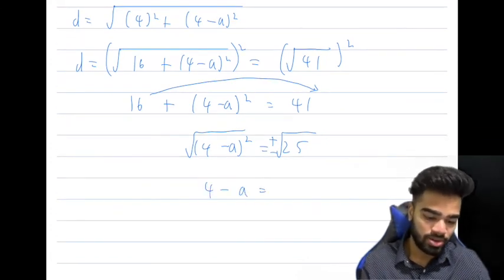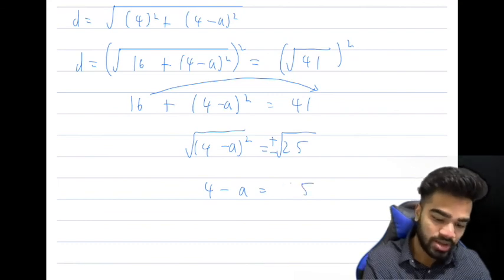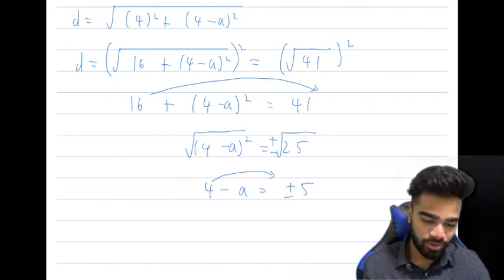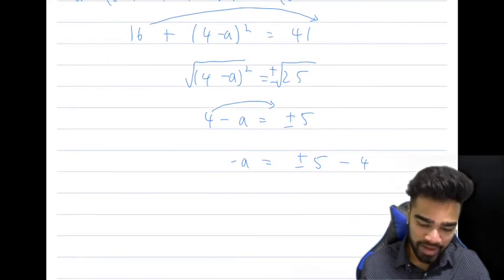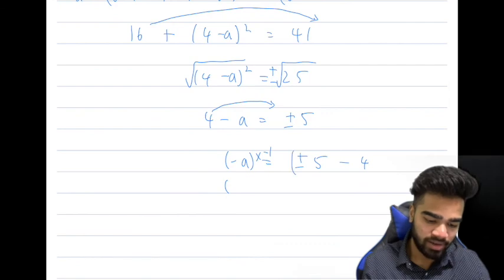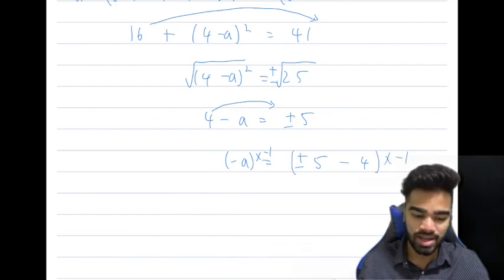So it's going to be 4 minus a is equal to, sorry, not 25. The square root of 25 is 5. So plus or minus 5. Now you take 4 to the other side by subtracting. So negative a is equal to plus or minus 5 minus 4. And then multiply both sides by negative 1 to take the negative to the other side.